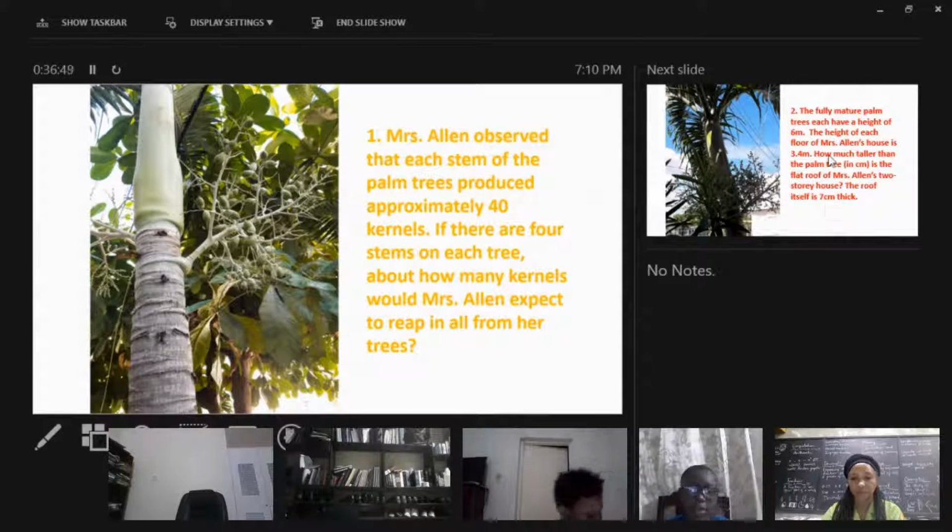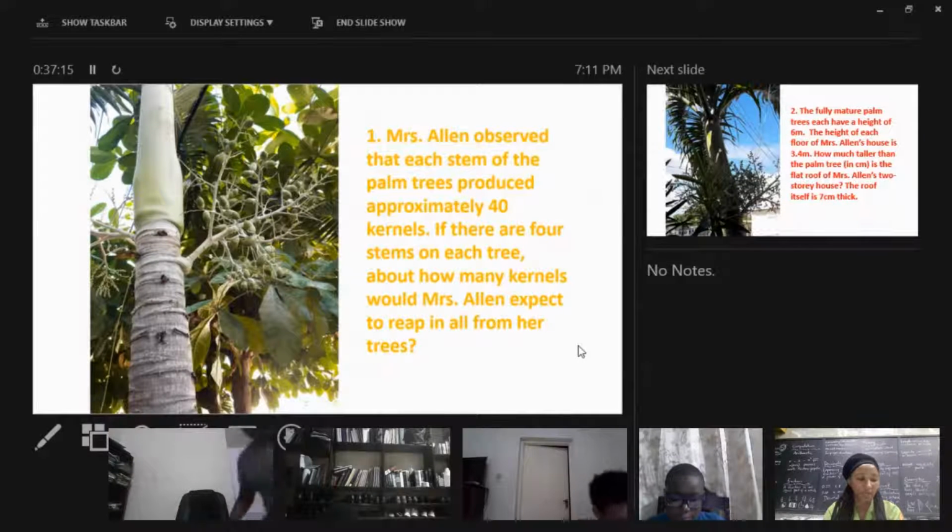Miss, I did it a little differently. Which way did you do it, Antoine? Miss, first, since there are 4 stems on each tree, I just multiplied 4 by 3 and got 12. Then I multiplied 40 by 12 to get 480.